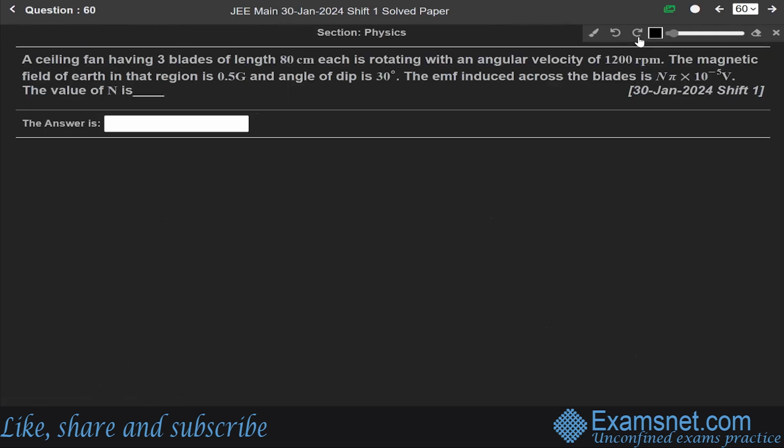A ceiling fan having 3 blades of length 80 centimeter is rotating with an angular velocity of 1200 rotations per minute. The magnetic field of earth in that region is 0.5 Gauss. The angle of dip is 30 degree. We have to find the EMF induced. So this question is from the chapter of rotational motion.